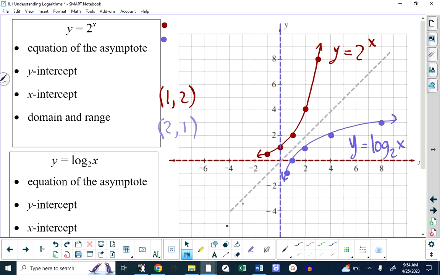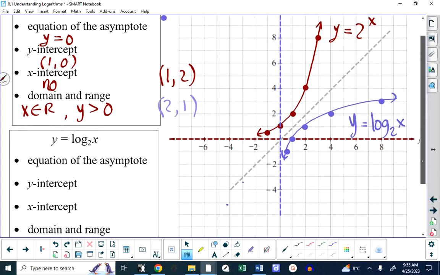The equation of the asymptote for y equals 2 to the x is the x-axis. The y-intercept is at (0, 1). There is no x-intercept. The domain is any real number, and the range is y is greater than 0. And everything I've written in brown, I hope you can appreciate. We should know that. That's what we learned a few days ago. And even if you didn't know that, you should be able to look at the brown graph and write it. But the goal is you don't need to look at the graph to know that about 2 to the x.